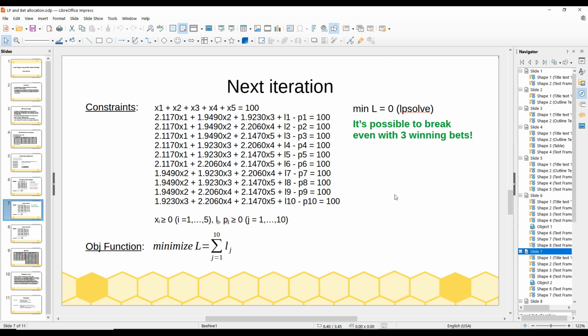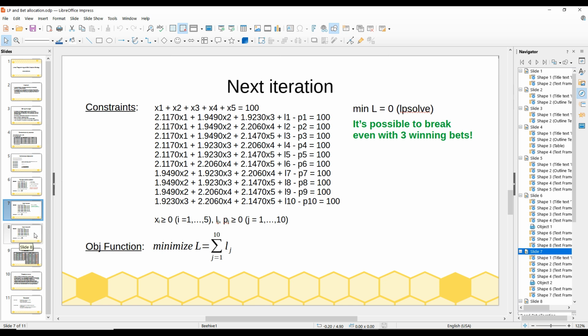In this case, we find out that the minimum of the L function is equal to 0. This means that all L variables are equal to 0. So it's possible to break even with 3 winning bets, no matter which combination wins. And of course, we have the solution for the x variables too. Okay. But now that we are positive that no matter which of those 3 combinations win, do we need to apply this solution? Do we need to accept this solution as the final solution?